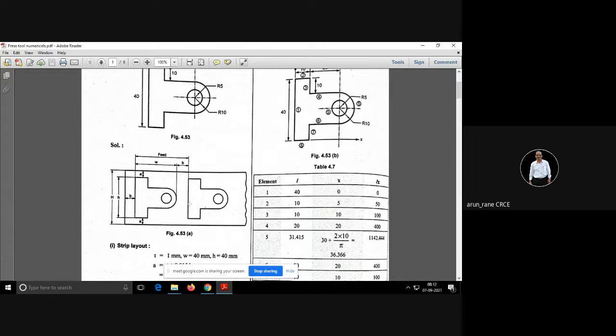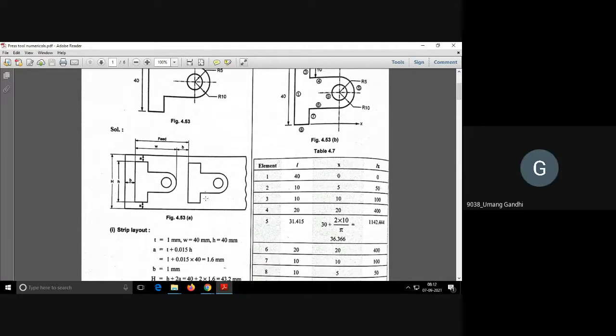Now here there are two operations. One is blanking, that is this, and another is piercing. Piercing is also called punching, but in order to avoid confusion I will say piercing. So piercing of this hole and blanking. So you have to do one progressive die design for the two operations, namely blanking and piercing.